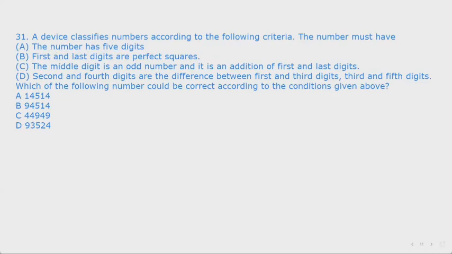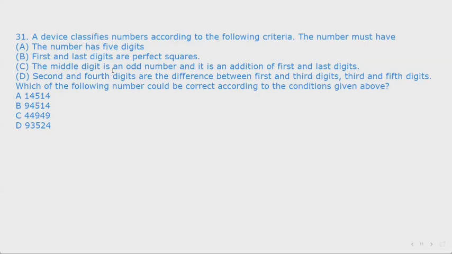So the number has 5 digits. All the numbers have 5 digits. Cool. First and the last digit are a perfect square. Okay. So 1 is a perfect square, 4 is a perfect square, 9, 4, 4, 9, 9. Cool. So in every number the first and last digits are perfect squares.